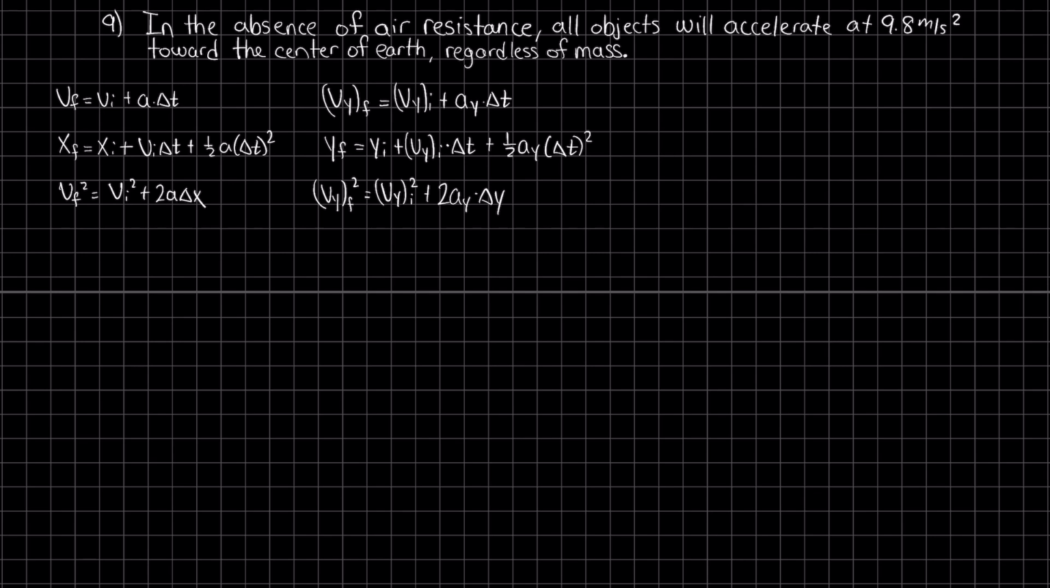Let's take a look at the first one. I have a V here, a V there. They both stand for velocity. I have an F and I have an F. They both represent final. But I have included an extra Y, and that Y tells me the direction in which this equation is being applied.